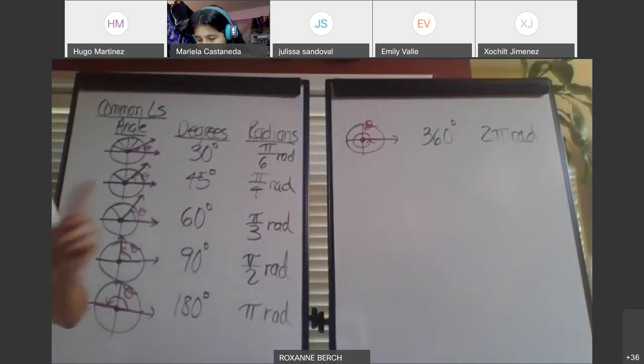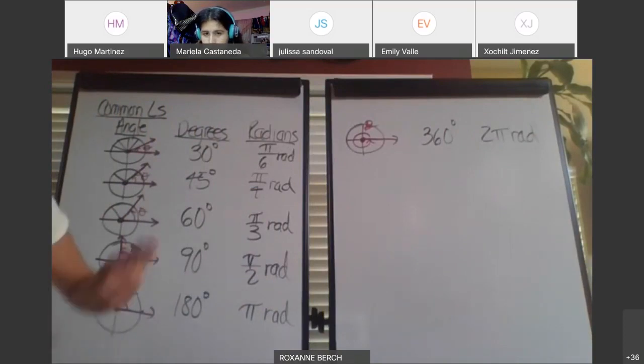It's absolutely essential that you know these. You do have to memorize them. Make sure you know these. Everything we do is going to be built from this foundation.